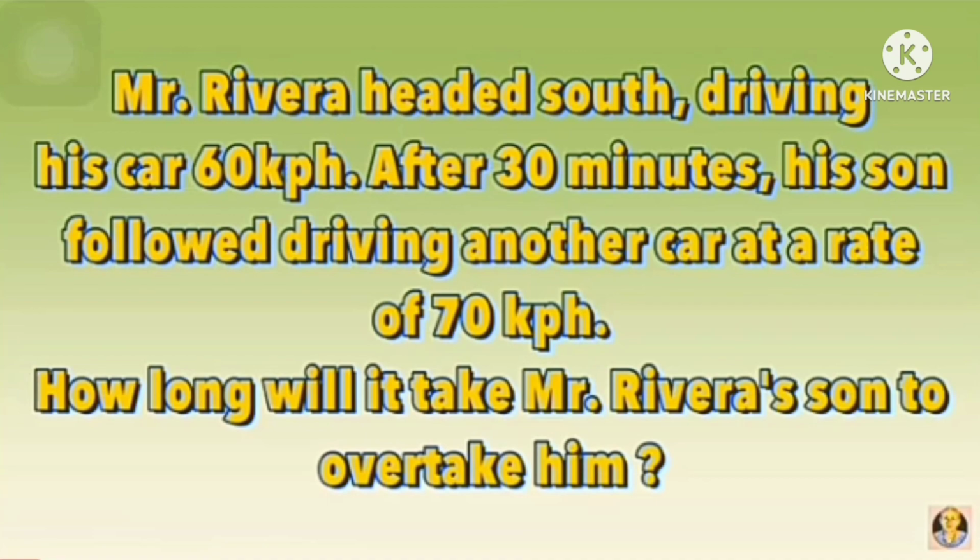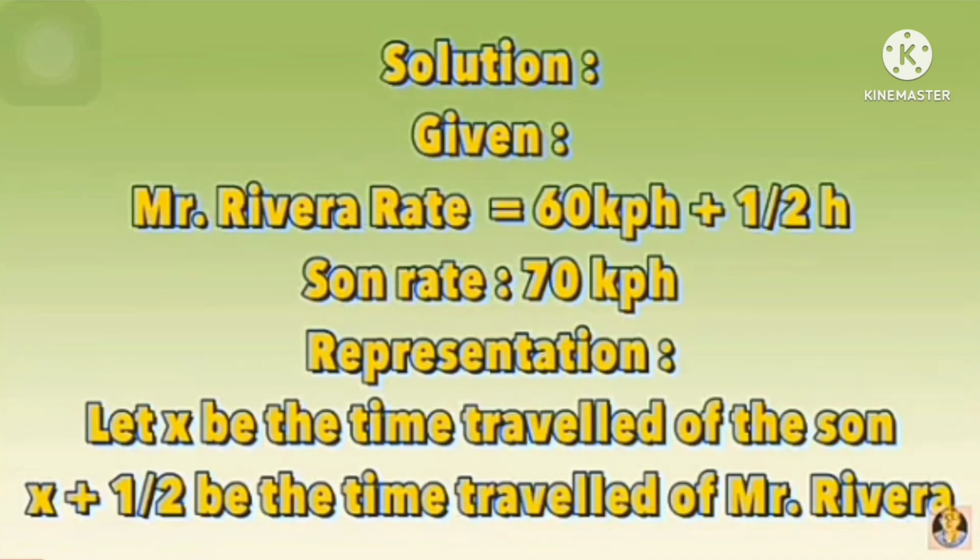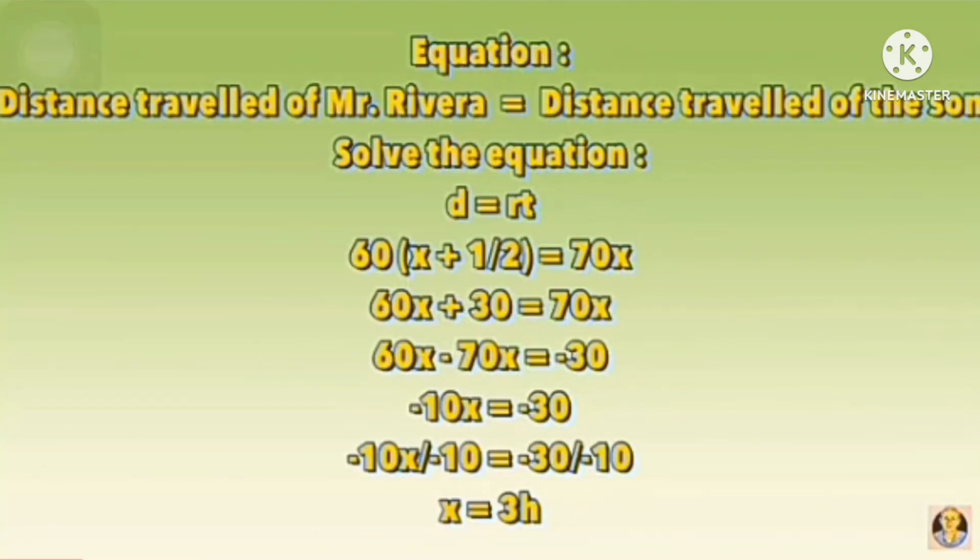So this problem is asking for the time to overtake Mr. Rivera. Okay, our solution: we have to pick up first the given. The given: Mr. Rivera's rate is 60 kilometers per hour plus 1/2 hour. Then the son's rate is 70 kilometers per hour. Our representation: let x be the time traveled of the son, and x plus 1/2 be the time traveled of Mr. Rivera. And our equation: the distance traveled of Mr. Rivera is equal to the distance traveled of the son.